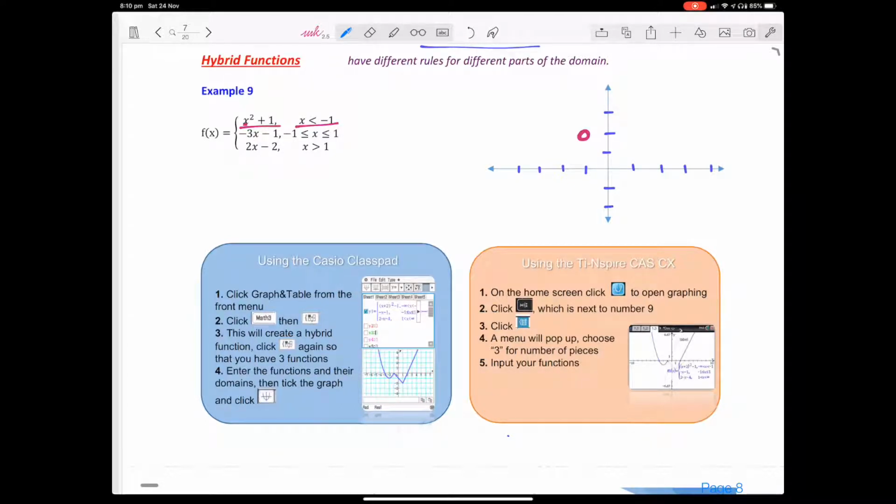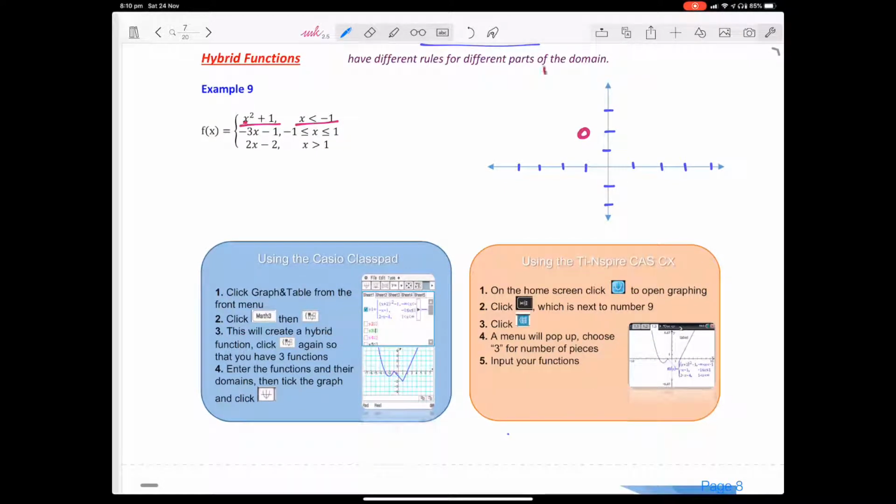Then let's put in a value less than negative 1, so let's put in negative 2. Negative 2 squared is 4, plus 1 is 5. So negative 2 is going to go up, and it's going to look like a parabola like that. I know that it would usually come down and continue on like that, so that's how we know the shape. Okay, so we're done with that function.